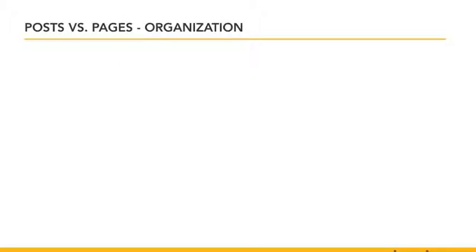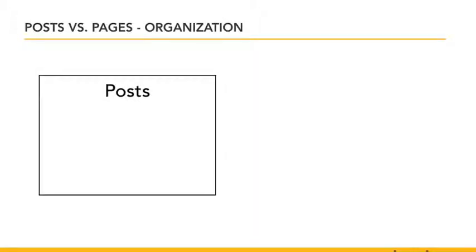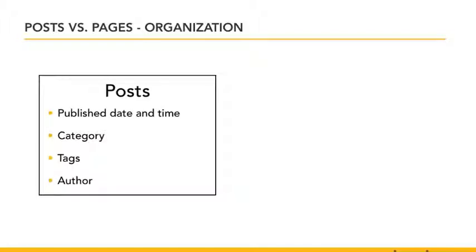But the main difference between posts and pages lies in how they're organized. Posts are organized based on published date and time, category, tags, and author. That means you can go in and make searches on the site based on, for instance, a time span, and you say, I want to see all posts published within April and May, and you get all the posts.